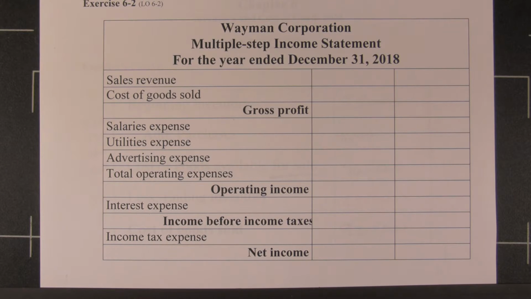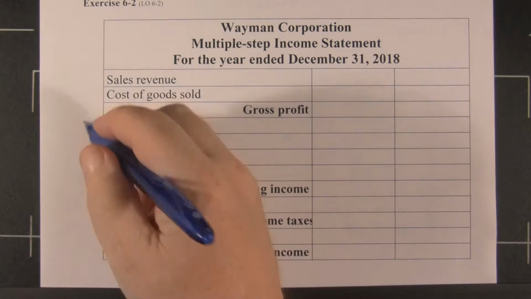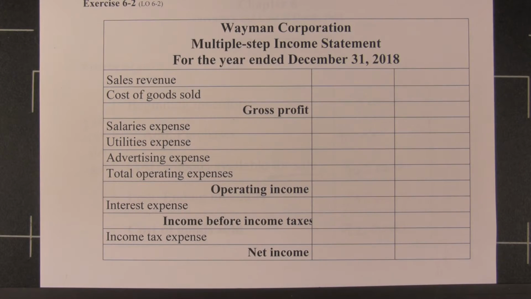Exercise 6.2 asks us to prepare a multi-step income statement. Remember, a multi-step income statement means that you have gross profit or gross margin, then operating income, then income before taxes, then net income. Each subtotal is another step. A single step income statement, which is not GAAP approved, you put all the revenue together, you put all the expenses together, and you make one subtraction.